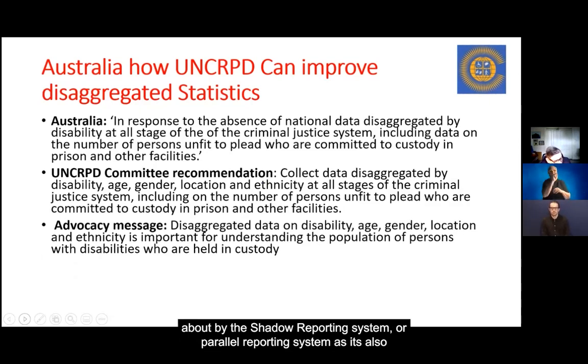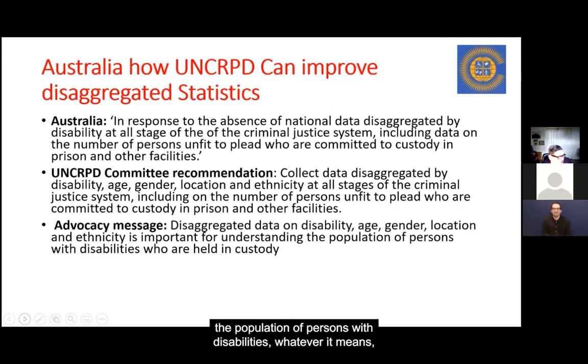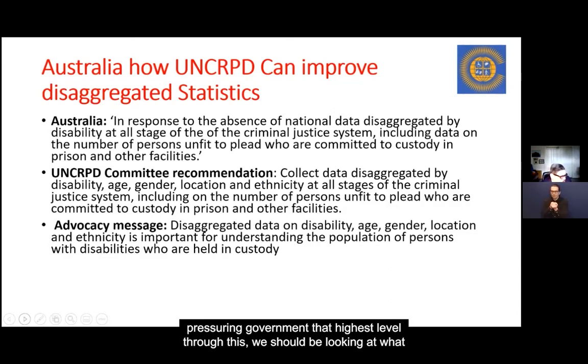It came about by the shadow reporting system, or parallel reporting system as it's also known, and organisations putting this in, either in writing or going to Geneva in person to actually make this point. And the advocacy message is disaggregated data on disability, age, gender and location, ethnicity is important for understanding the population of persons with disabilities. So we have a means of pressuring government at the highest level through this, but we should be looking at what they're doing all the time and in regular meetings with them saying you are not collecting data on this, you're not disaggregating it by disability or even types of impairment.